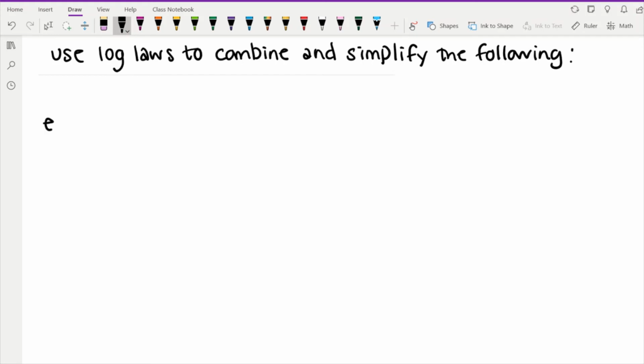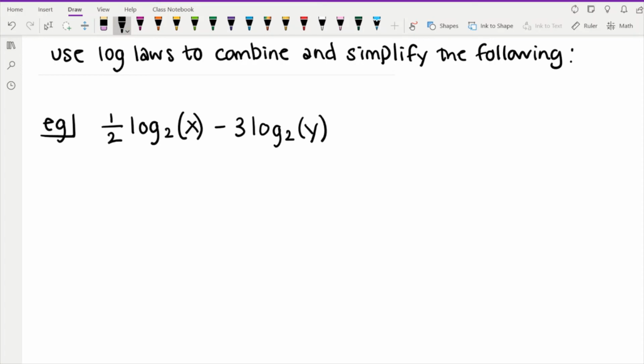Okay, so first example I want to look at is 1/2 times log base 2 of x minus 3 times log base 2 of y. Okay, so what are we doing here? We're basically, again, just using those same rules that we were using on the previous page, but in reverse. So let's start with this expression here.